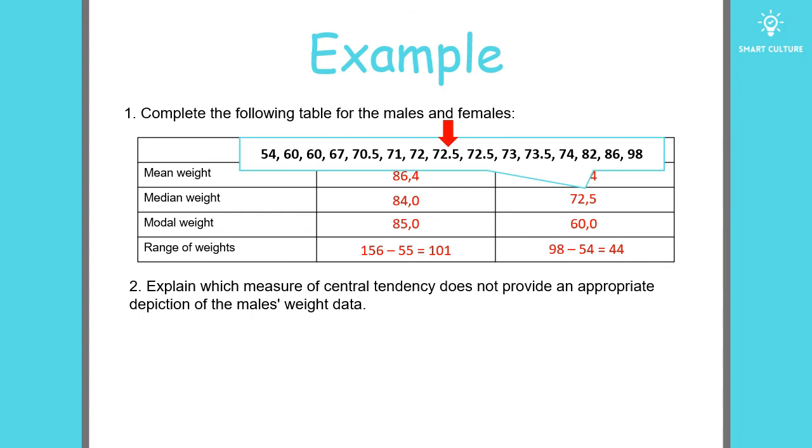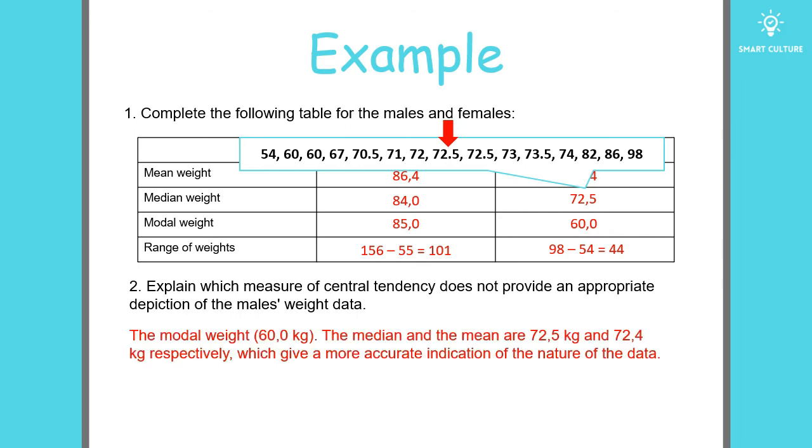Let's take a look at question 2. Explain which measure of central tendency does not provide an appropriate depiction of the male's weight data. Think about this question for a moment. The modal weight. The median and the mean are 72.5 kgs and 72.4 kgs respectively, which give a more accurate indication of the nature of the data.